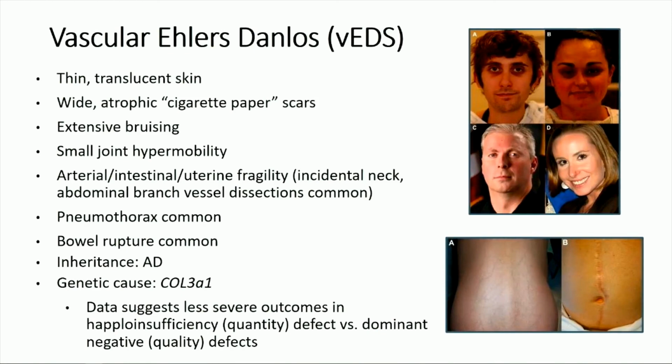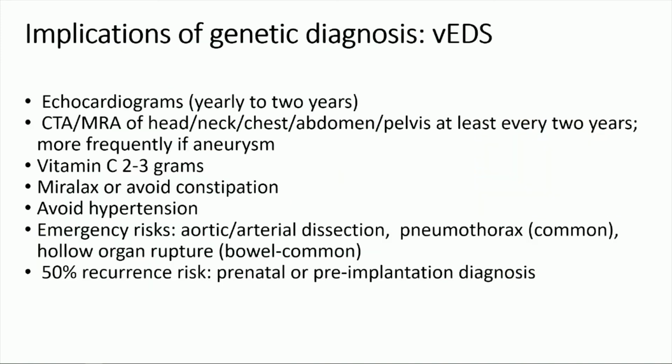So this again is an autosomal dominant disease, and it's caused by gene changes in type 3 collagen called COL3A1. And again, implications for a VEDS diagnosis, again, we have all the imaging complications. We usually are going to treat individuals with vitamin C that helps with cross-linking of collagen. We really want to help people avoid any constipation because of that bowel rupture risk, and aggressively avoid hypertension. And again, there is a 50% risk, and emergency situations in this really include education of our emergency rooms for hollow organ rupture, especially in the bowel.